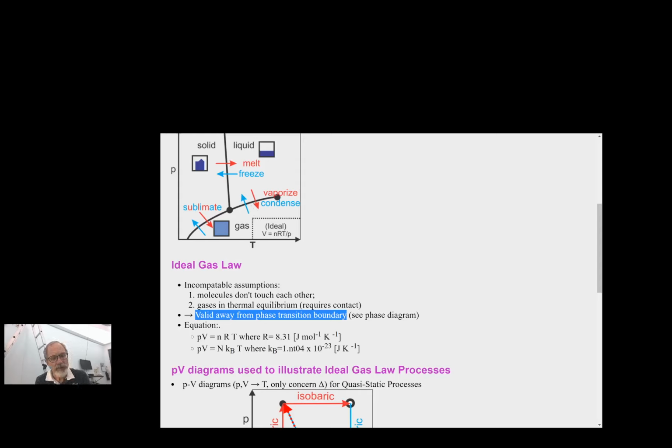Okay, so the equation, as we showed in the diagram, is PV = nRT. This is how physicists often write it, where R is 8.31 and n is the number of moles, so they're nice small numbers. Now, if you are a chemist, they often write it PV = NkBT, where kB equals 1.38 times 10 to the minus 23. So you get a huge number for N and a very small number for kB.